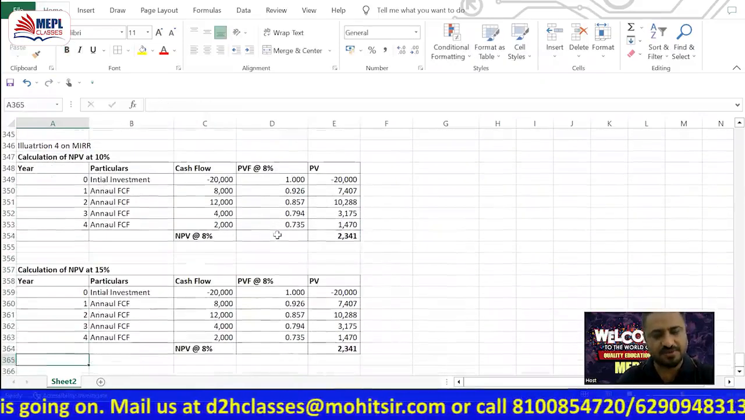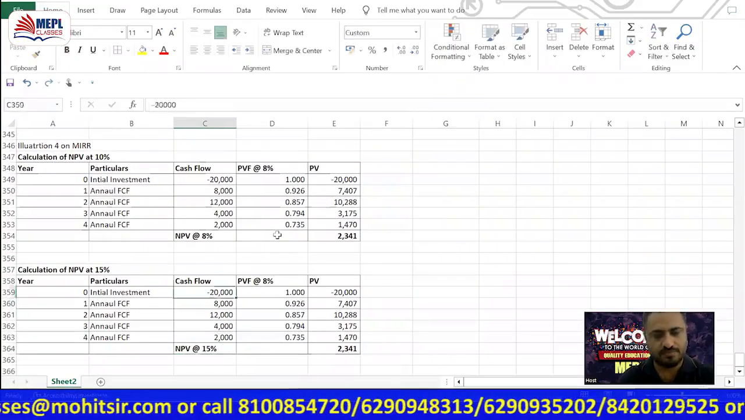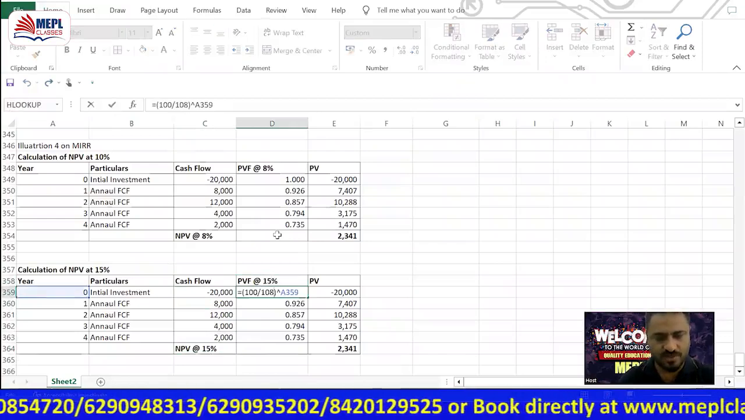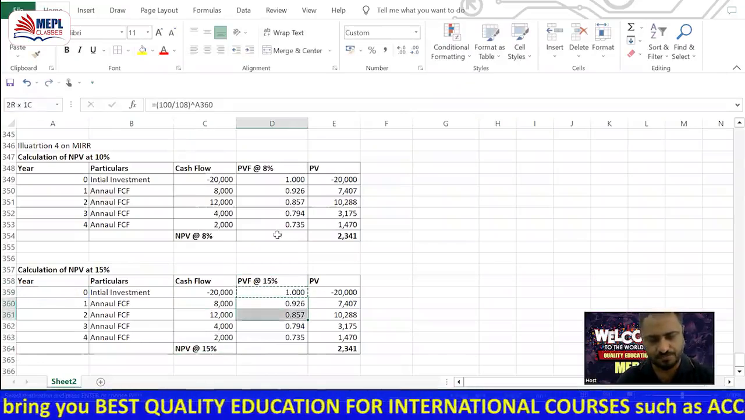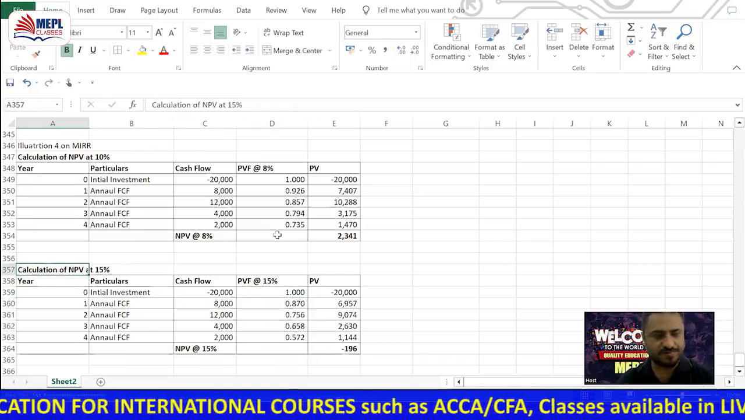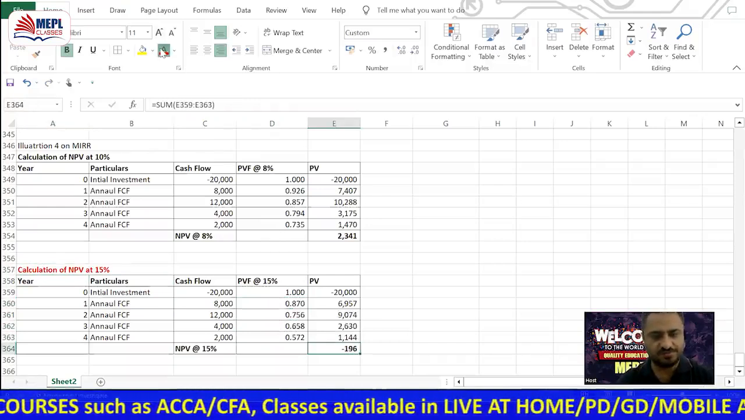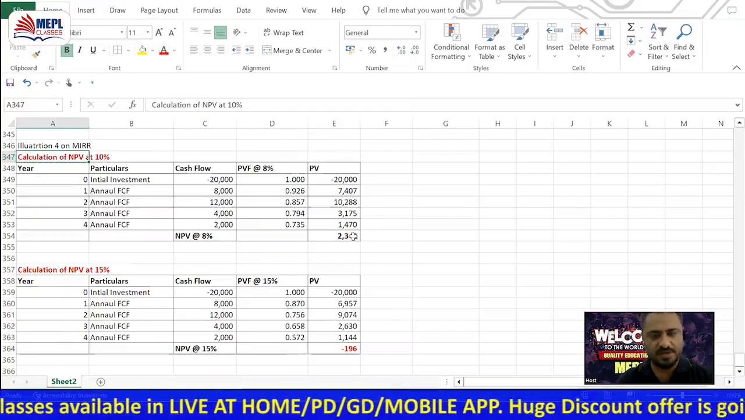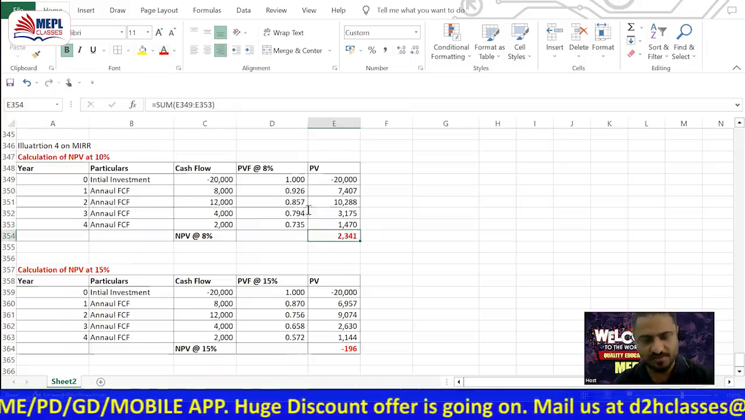Okay. 100 divided by 115. So I get a negative cash flow. So I have two rates. One is 15% where NPV is negative, and one is 10% where NPV is positive. That is enough for me to calculate the IRR, no?